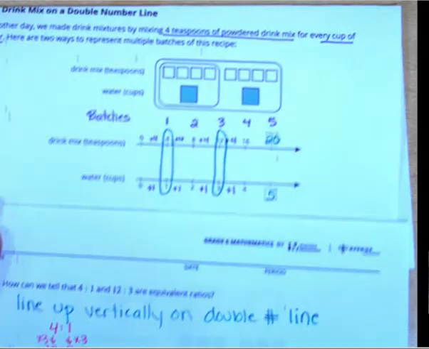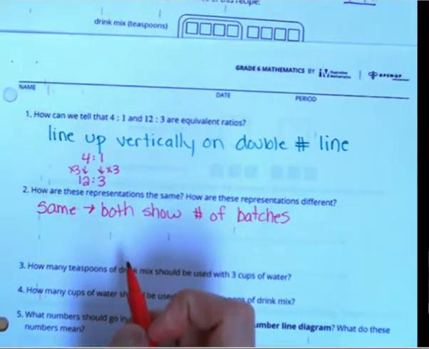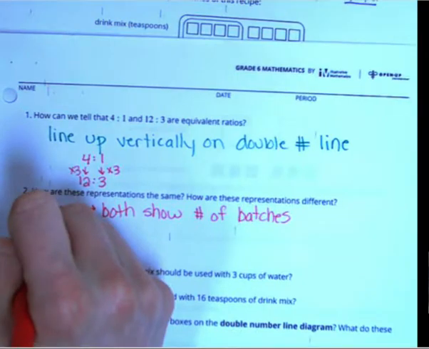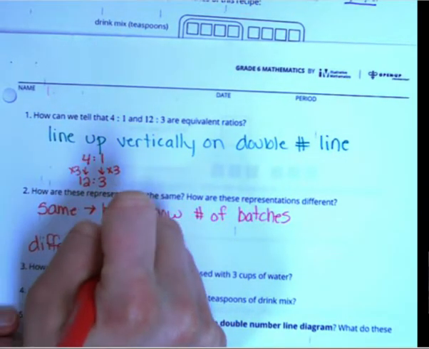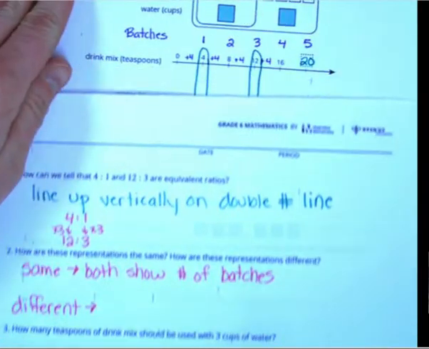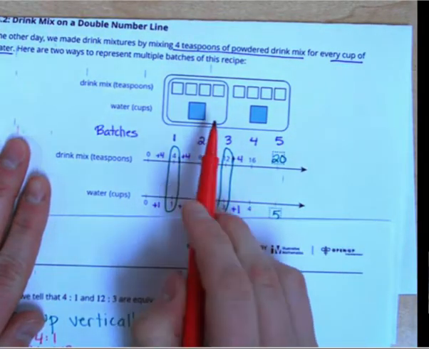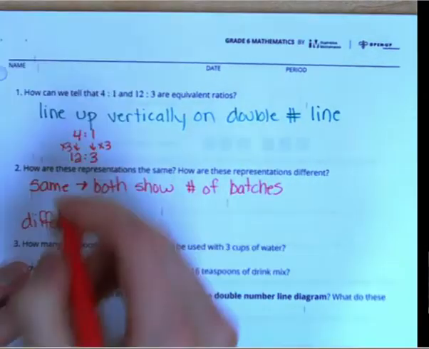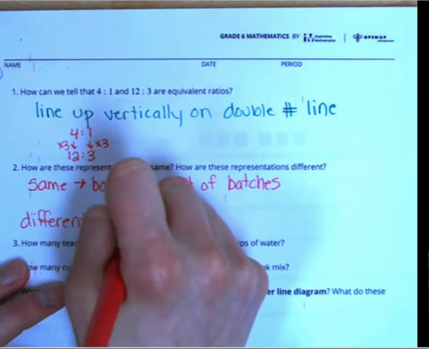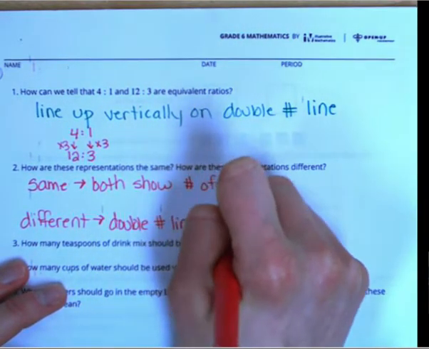A difference might be, oh my, you couldn't even see that. Okay, same as that. They both show the different number of batches. They might be different in that the double number line is a little bit easier to follow because we just have numbers to look at, where up here we would have to go through and count on our visual diagram. So I'm going to put the double number line may be more efficient.